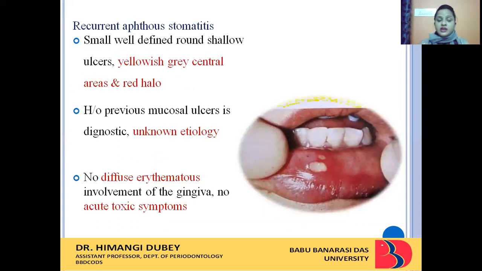Recurrent aphthous stomatitis lesions range from small, well-defined, round, shallow ulcers with a yellowish-gray central area surrounded by an erythematous halo. It is of unknown etiology, although immunopathologic mechanisms appear to play a role. There is no diffuse erythematous involvement of the gingiva and no acute toxic symptoms. Previous mucosal ulcers suggest recurrent aphthous stomatitis rather than herpetic gingival stomatitis.